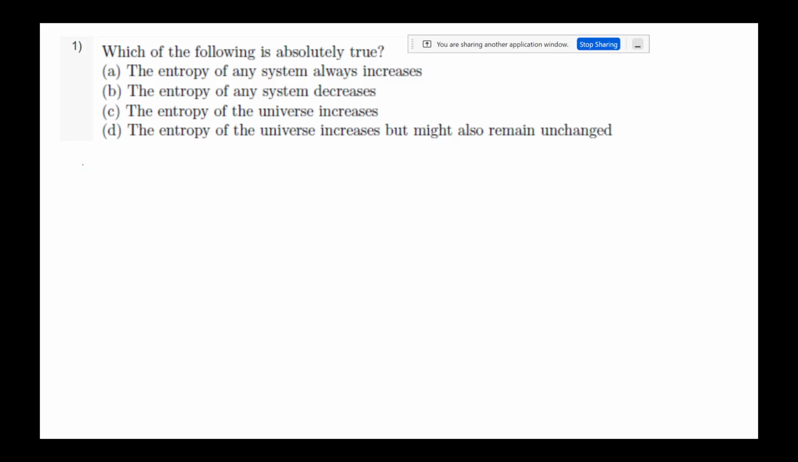overall the statement is like this: entropy of a closed system can increase or remain the same. Okay, so this is the sort of abridged version of the second law of thermodynamics.